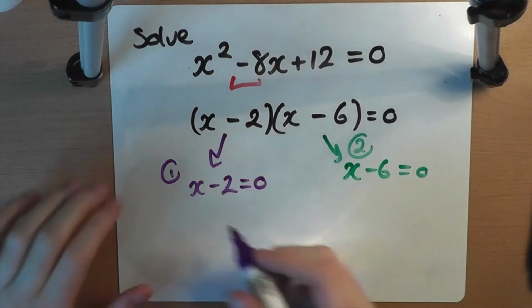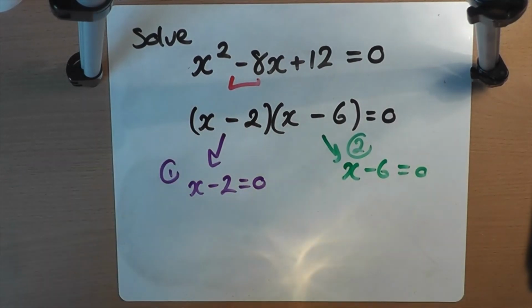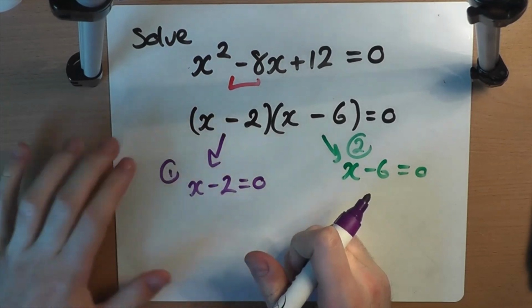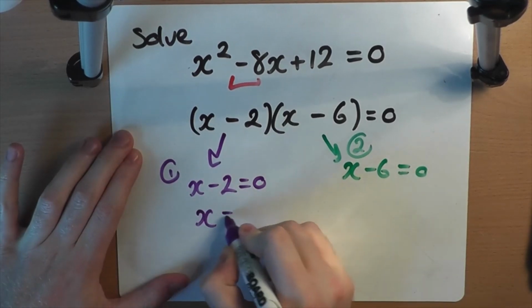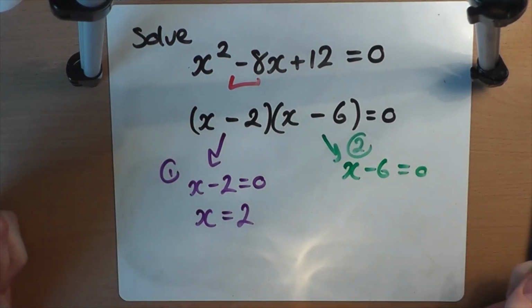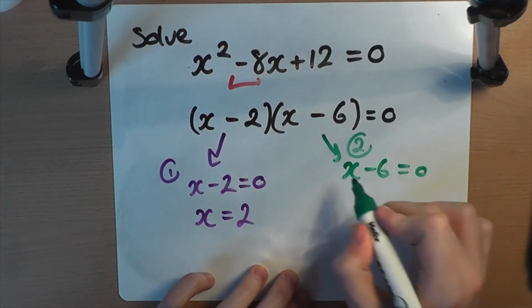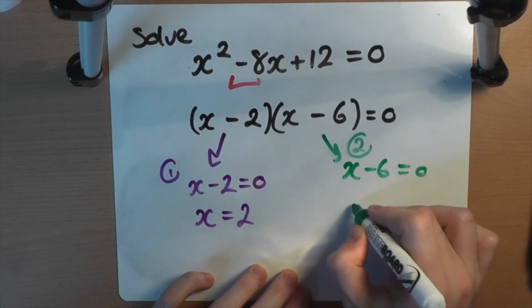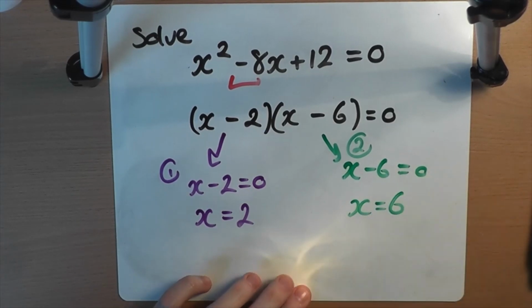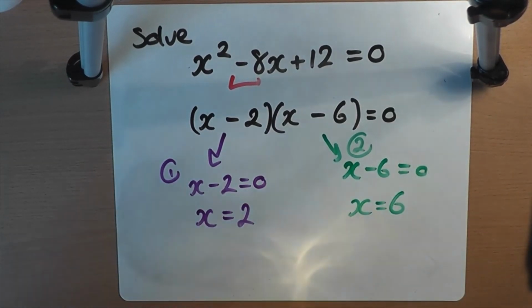In the first case, if x minus 2 is 0, we have some number, we take away 2, we get 0. The number must be 2. So there is one possibility for the value of x. Or maybe the second option is true. Some number take away 6 gives us 0. The number must be 6. And there is the second possibility for our value of x.